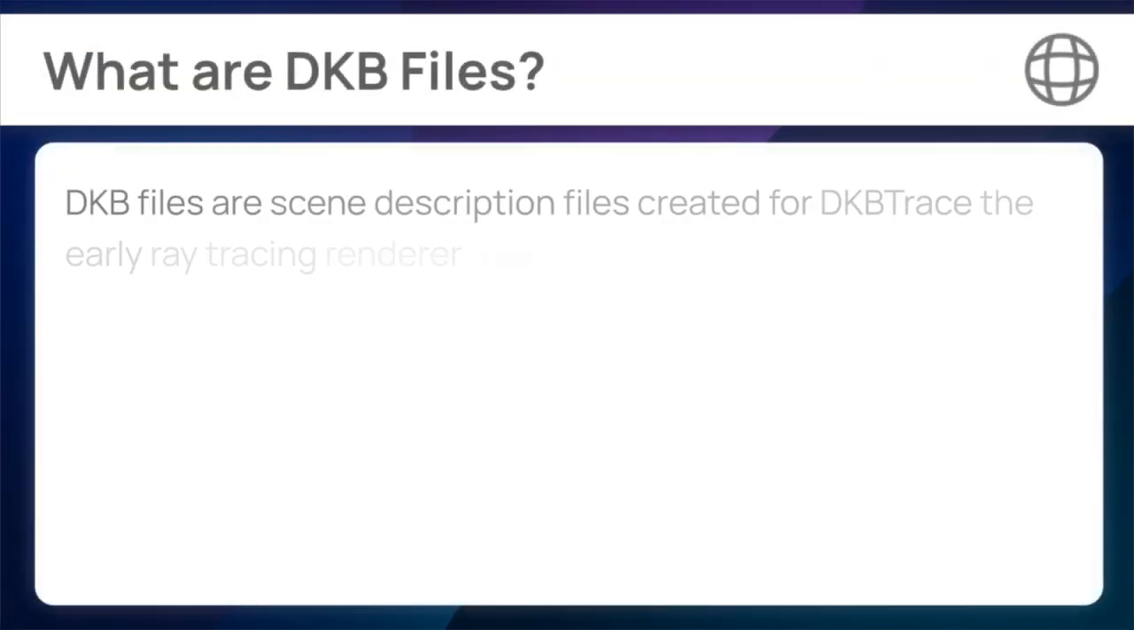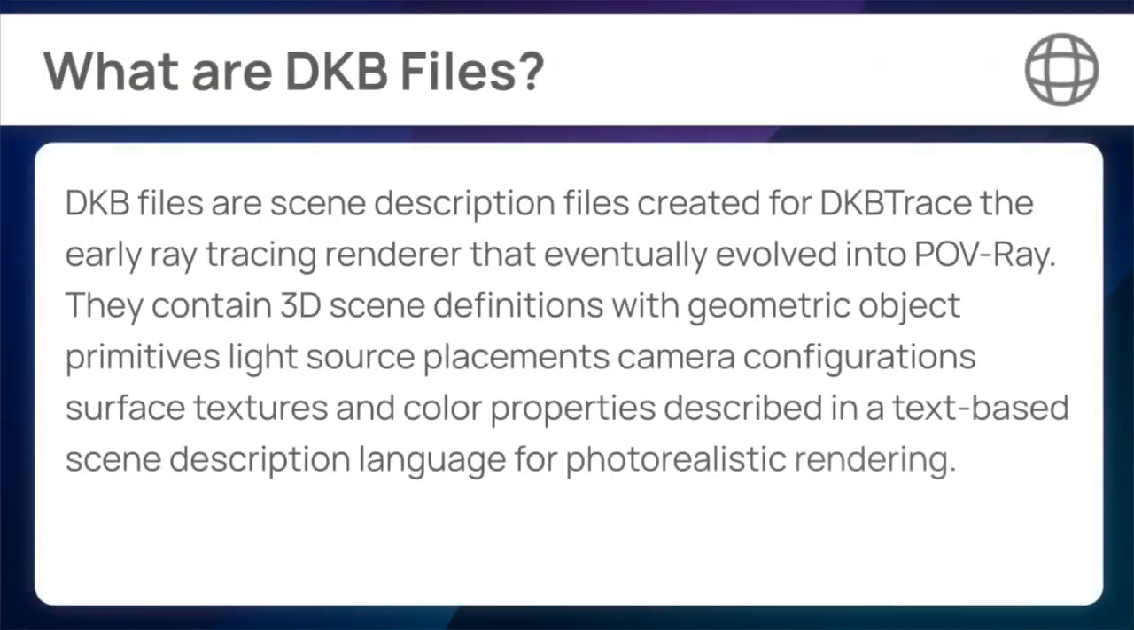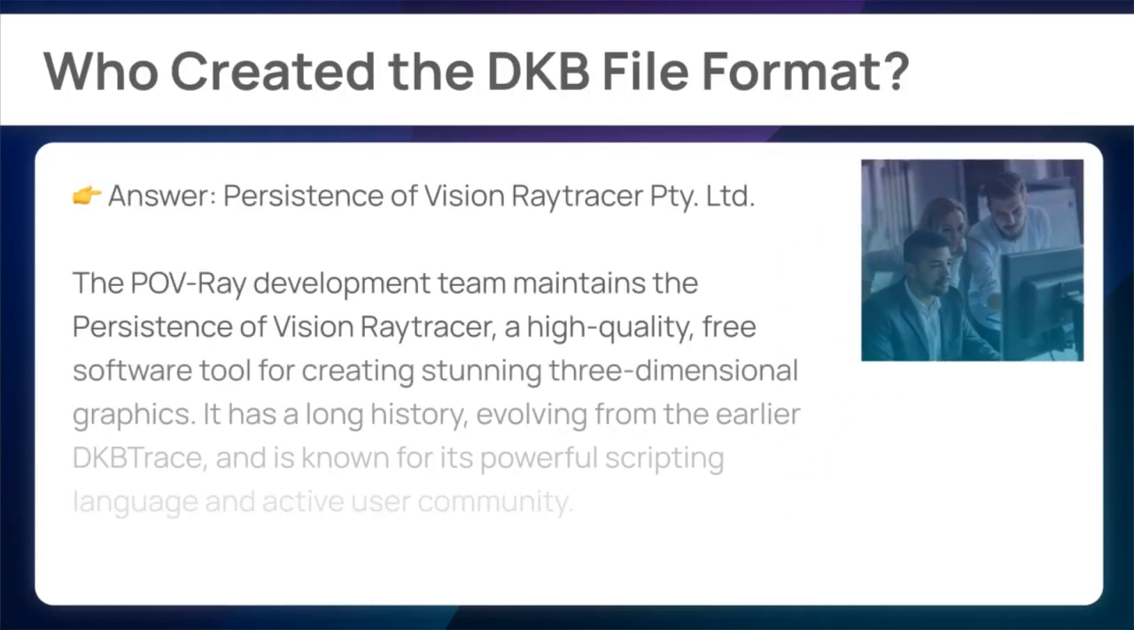DKB files are scene description files, created for DKBTrace, the early ray tracing renderer that eventually evolved into POV-Ray. They contain 3D scene definitions with geometric object primitives, light source placements, camera configurations, surface textures, and color properties, described in a text-based scene description language for photorealistic rendering.